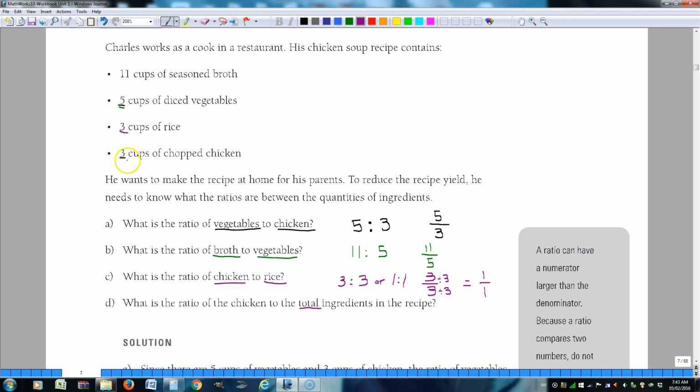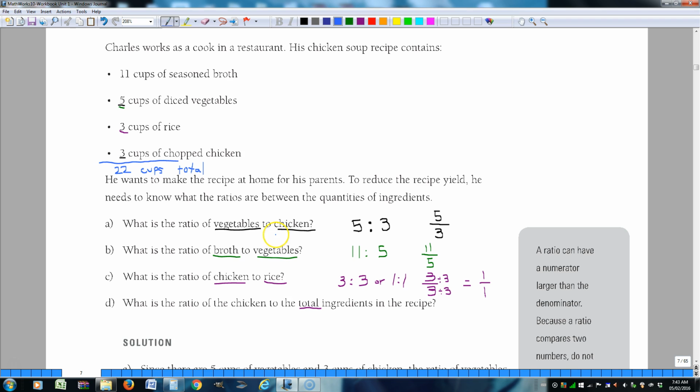So all you're going to have to do to solve this is make your own total. So let's do that. Let's create a total of all of these. We've got 11 plus 5 is 16. 16 plus 3 is 19. And 19 plus 3 is 22. So we have 22 cups of ingredients in total. This is the total amount of food that this recipe will make: 22 cups.